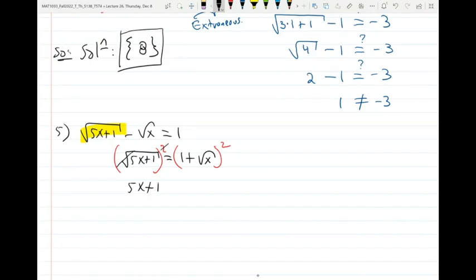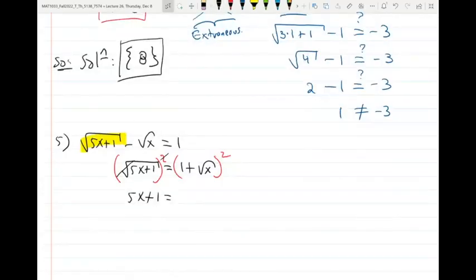So here we have 5x plus 1. Now on the right hand side, remember, it's not this square plus this square. You either multiply this by itself or use the formula that I presented to you above. Okay? I'm going to use that formula. So it's the first guy squared plus the product of the 2 times 2, so it will be 2 square root of x, plus the last guy squared. So when I do the square root of x squared, that's just x.